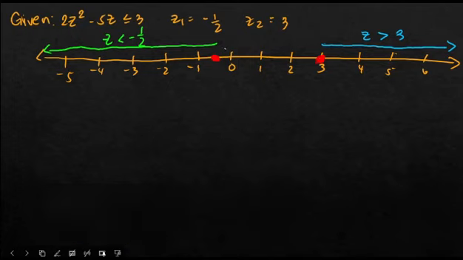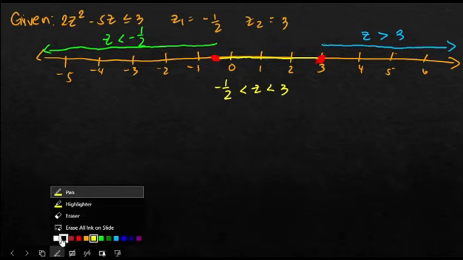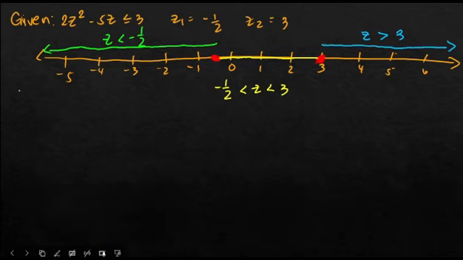Ito yun. So, kopya lang ulit yung kanina. Z, less than, and greater than here. Tapos, ang ilalagay dito sa kanan, kung ano yung number na nasa kanan, that is positive 3. So, ilalagay dito sa kaliwa, kung ano yung number na nasa kaliwa. And that is negative 1/2.